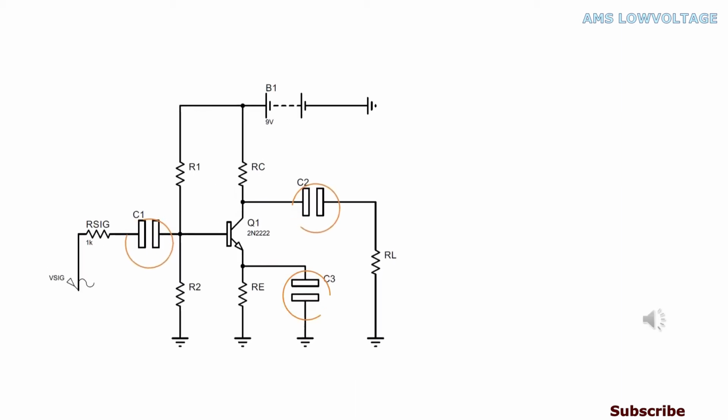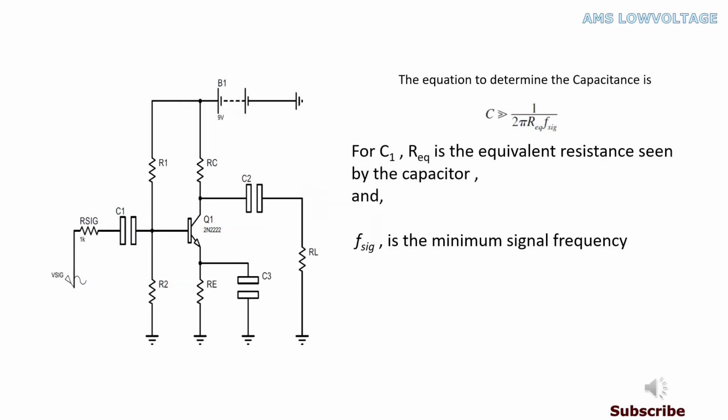Capacitor selections. In this common emitter voltage amplifier, we are using 3 capacitors C1, C2, and C3. We just need to find out those values. The equation to determine the capacitance is C is greater than 1 over 2 pi Req Fsig. For C1, Req is the equivalent resistance seen by the capacitor, and Fsig is the minimum signal frequency.